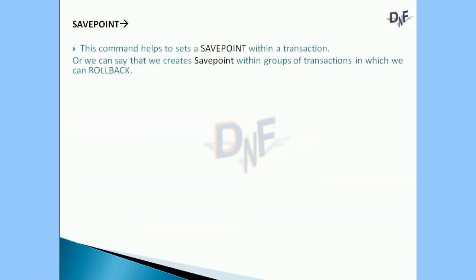Third is savepoint. This command helps to set a savepoint within a transaction, or we can say that we create a savepoint within a group of transactions to which we can roll back.